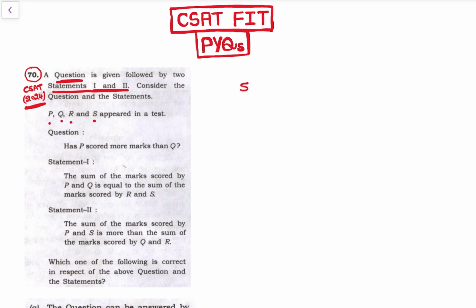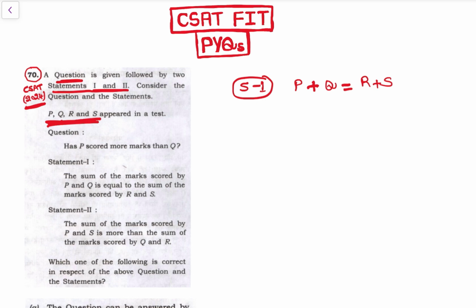So let's check with statement 1 alone. The information given in statement 1 alone: the sum of marks scored by P and Q, P plus Q, is equal to the sum of marks scored by R plus S. So it is like this. We don't know the values of P, Q, R, S. We don't know whether P and Q are equal.